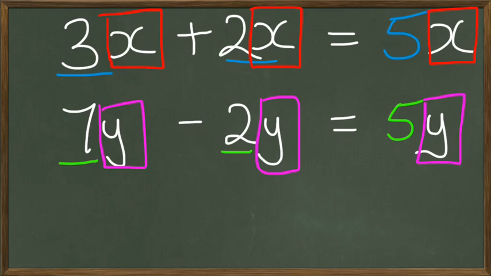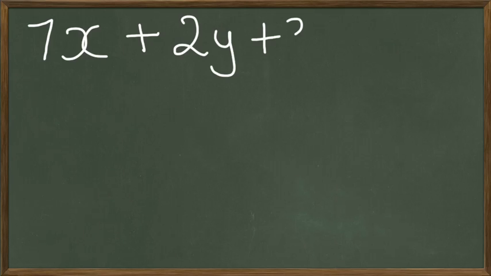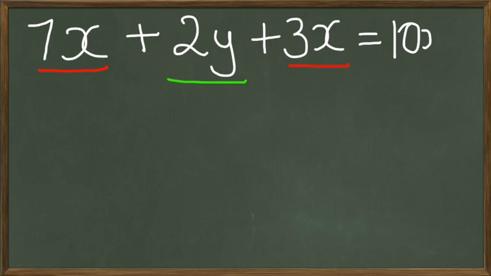So what happens if they don't have the same variables? For example, if we have something like 7x plus 2y plus 3x. Now in this case we have to look at the terms themselves, and you will notice that you have 7x here and you have 3x here. You've got 3x as a variable and 7x as a variable, but the 2 is actually attached with a y. So in this case the answer is just going to be 10x plus 2y.